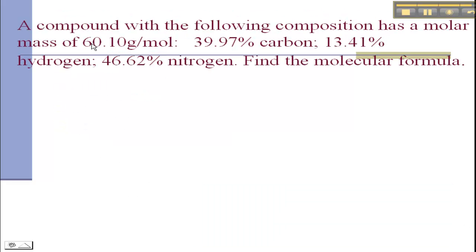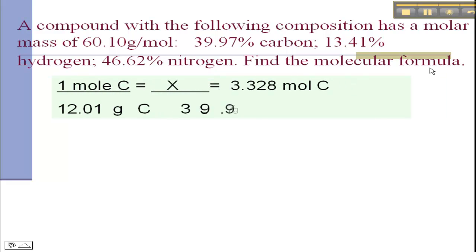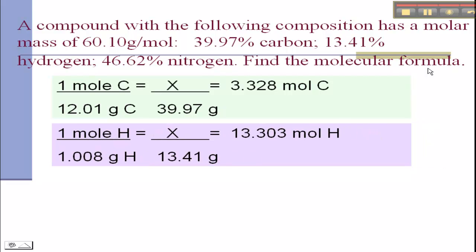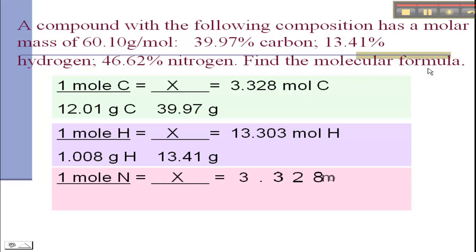Here's another problem. A compound with the following composition has a molar mass of 60.10 grams per mole. So its composition, we got percentages again. Remember, we can change percents to grams. Now the question says to find the molecular formula. The first thing we have to do is find the empirical formula, because that's the one thing that we need first. So to find the empirical formula, we're going to change our percents to grams and then our grams to moles. Remember, assume a 100-gram sample. And then we're going to use the molar masses.